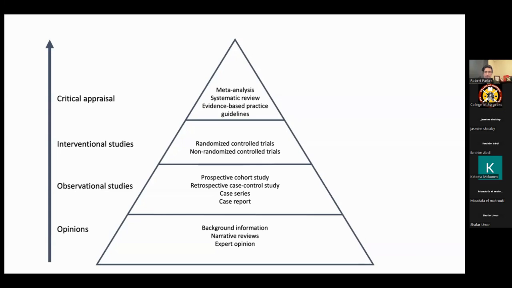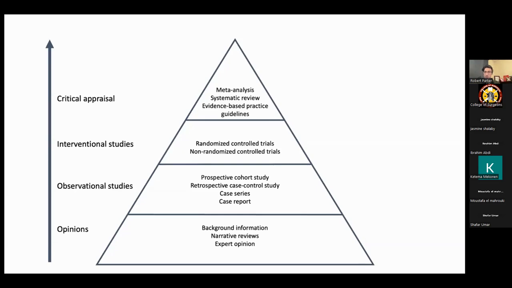So that background information, the narrative reviews, the expert opinions, that really sets the foundation. It helps us ask questions. Then we get into some of these descriptive or observational studies.